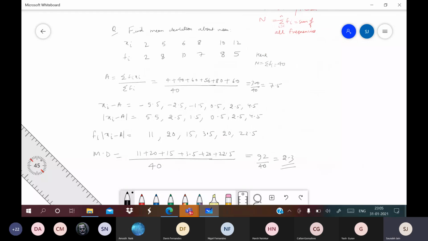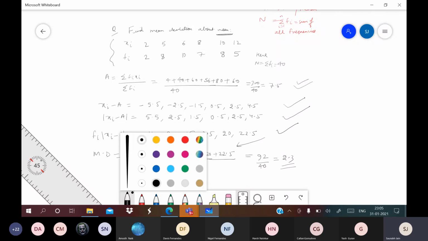Follow the step by step procedure. If they are saying mean deviation about mean, you have to find the mean for this kind of distribution, right? So till here we have done the working of mean. Then you go step by step. First you find xi minus a, then you find modulus of xi minus a, then you find fi into modulus of xi minus a. Then here we write their sum upon total number of observations. It is very simple. Anyone can do it.